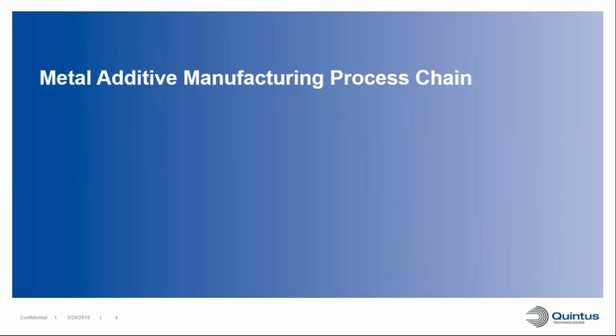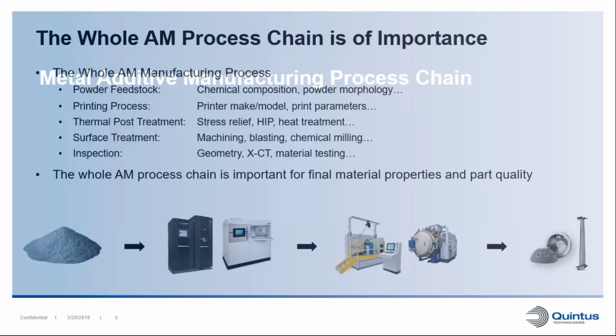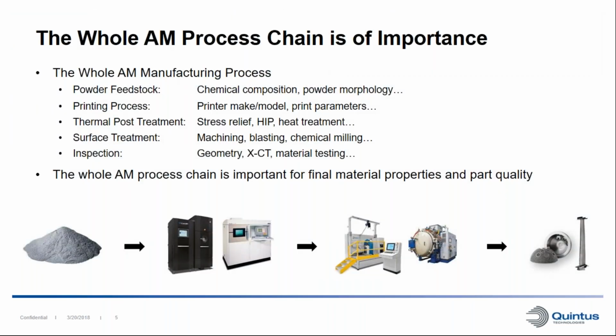But first, let's start by looking at the full process chain of metal additive manufacturing. Of course, the printing process has a very important part because it's here where we're creating our parts. However, the other processes around the printing are also of great importance when it comes to the final properties of your part, to be able to produce part after part with the same properties, and to be able to inspect and qualify and certify parts.